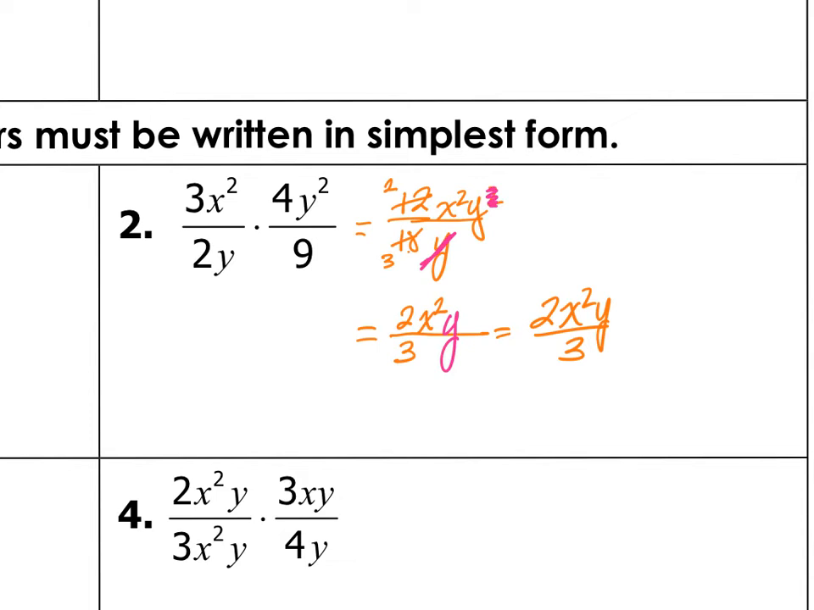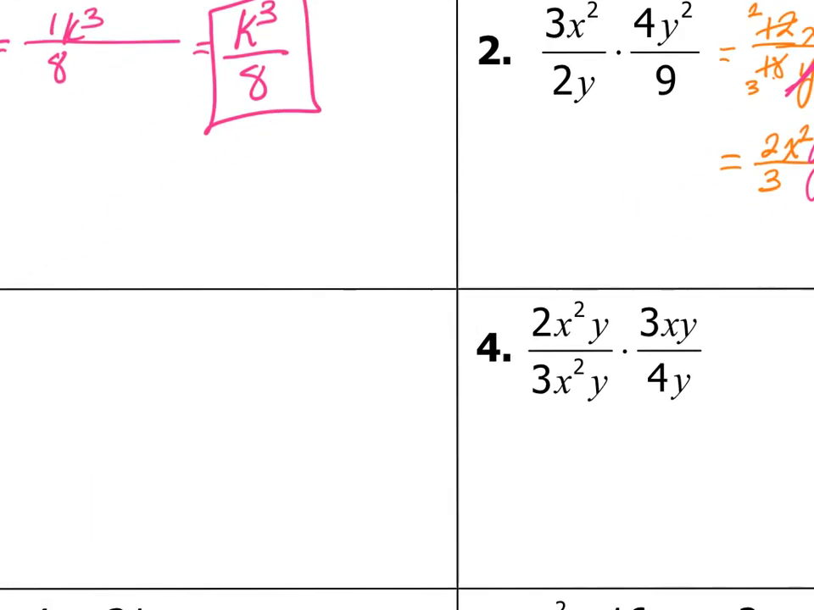Okay, so I can do it either way. I can multiply it first and then simplify it, or I can simplify and then multiply. I usually find it easier to simplify first. It's entirely up to you.